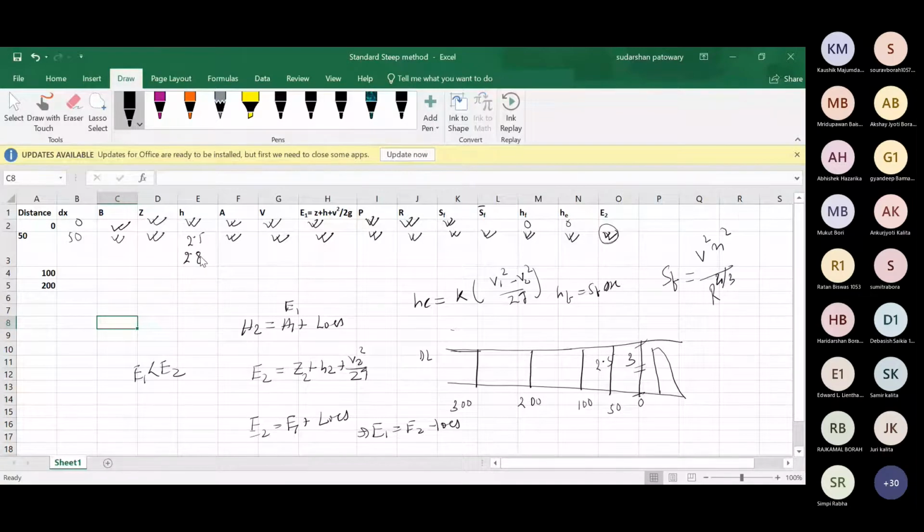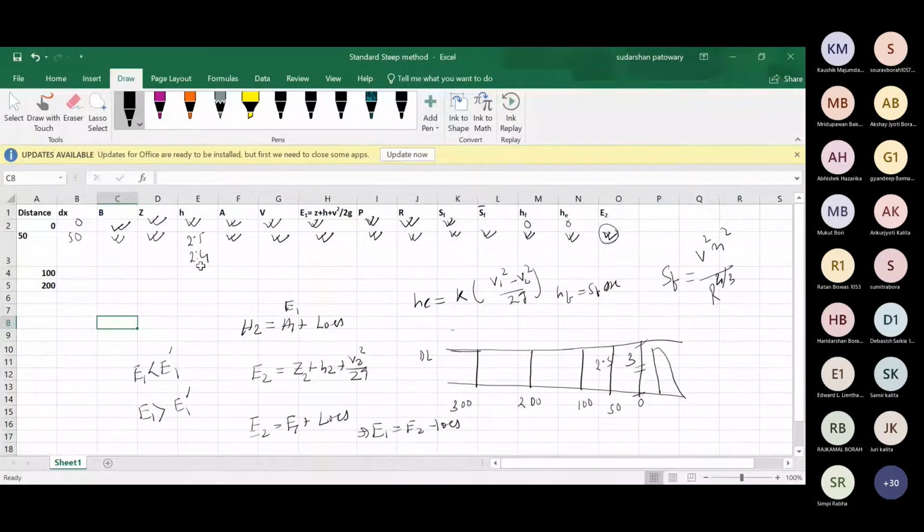Now, suppose your original E1 is greater than E1 dash. E1 dash means the energy calculated by this formula, E2 minus loss. And E1 is the energy calculated in the first step. So if your E1 is greater than E1 dash, then what do you mean? That means the E2 you have calculated is less. That means you have to increase the value. Is it clear to you? In this way, you have to iterate in each step.